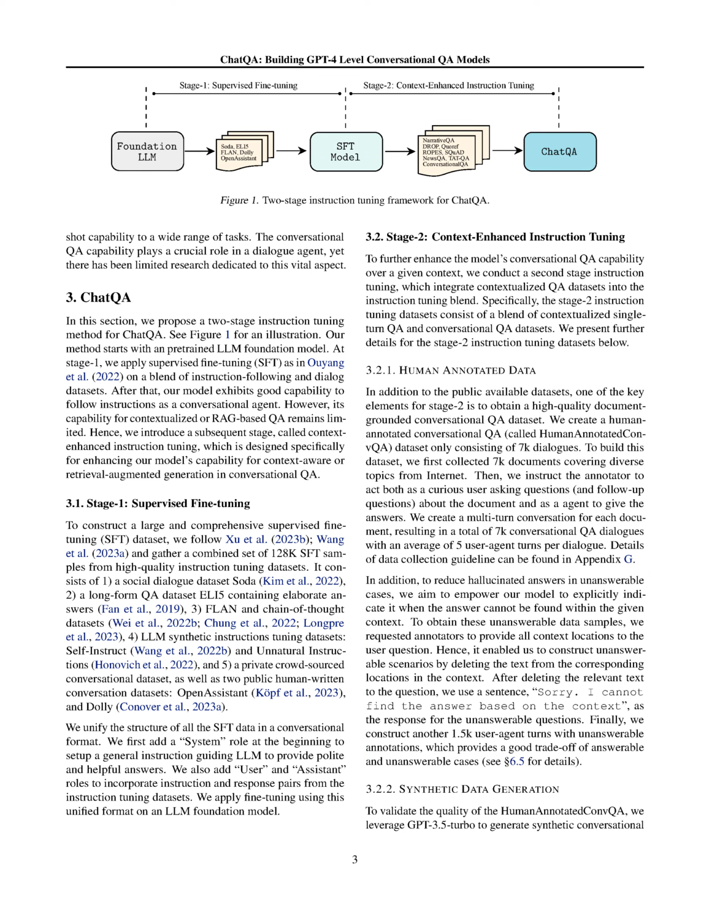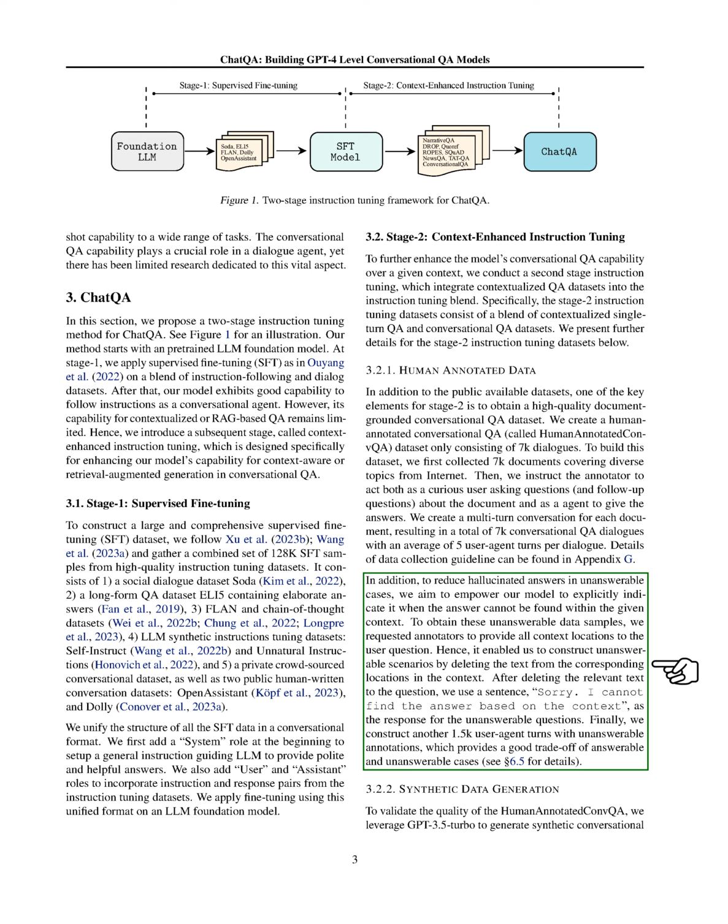Section Summary. The authors propose a two-stage instruction tuning method for ChatQA. In the first stage, they apply supervised fine-tuning on a blend of instruction following and dialogue datasets to improve the model's capability to follow instructions. In the second stage, called context-enhanced instruction tuning, they integrate contextualized QA datasets to enhance the model's conversational QA capability over a given context.